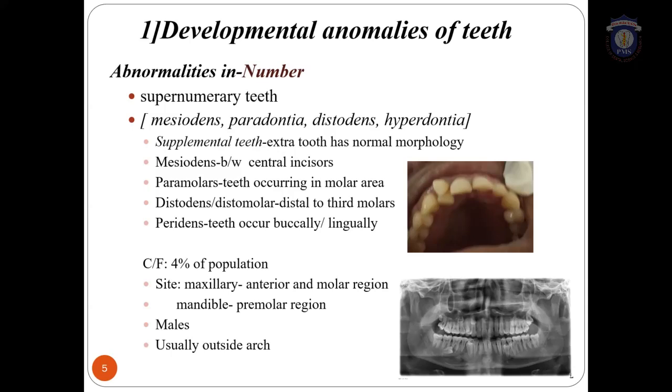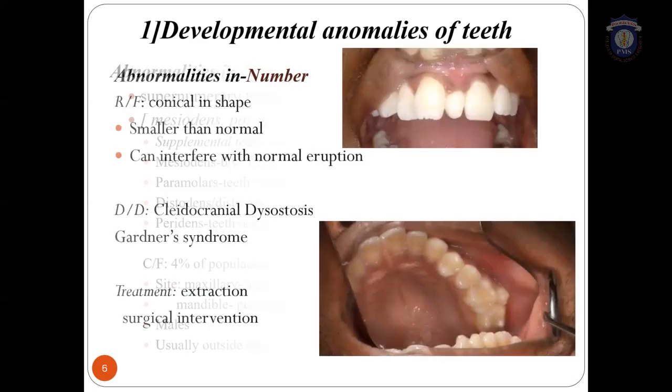Supernumerary teeth are seen in 4% of the population. In the maxillary arch, the anterior region and the molar region are the two places where supernumerary teeth are more commonly seen. In the mandible, the premolar region. A predominance is seen in males, and these supernumerary teeth are usually seen outside the arch.